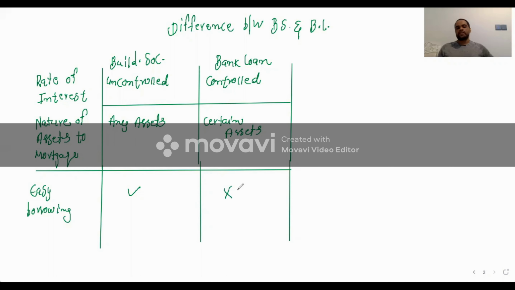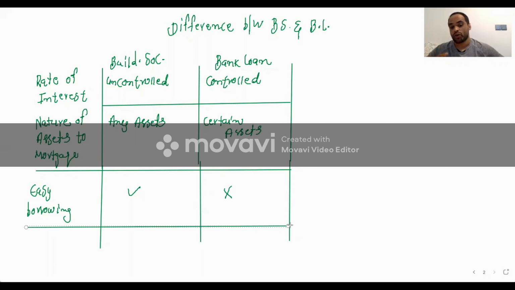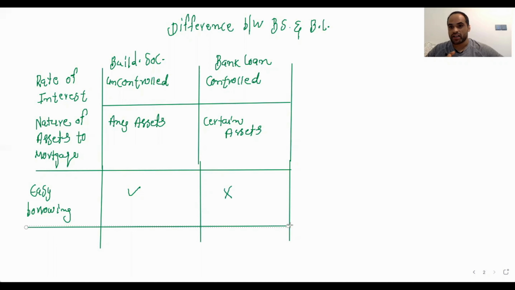Another major difference between a building society and a bank loan is that if you borrow money from a bank, you have to pay interest, and that interest can help you reduce tax. So that interest is your tax shield if you borrow from banks. But if you borrow from building societies or pawn shops, I don't think the interest you are paying is a tax shield.